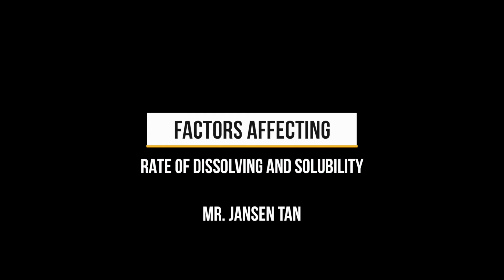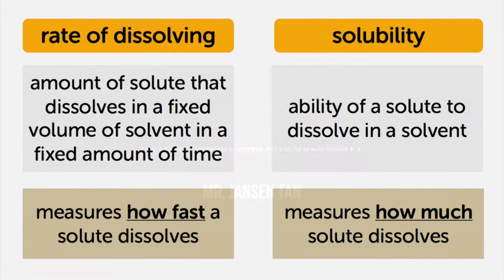Hi everyone, in this video we're going to look at the difference between rate of dissolving and solubility. The rate of dissolving is defined as the amount of a solute that dissolves in a fixed volume of solvent in a given amount of time. In other words, it measures how fast a solute dissolves. On the other hand, the term solubility is defined as the ability of a solute to dissolve in a solvent. So in other words, we are talking about how much a solute dissolves.